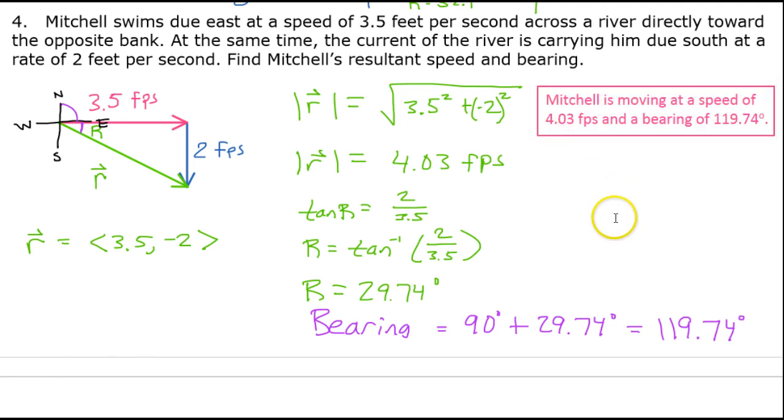Now I'm going to write this up in a sentence or two. So the final summary is Mitchell is moving at a speed of 4.03 feet per second and a bearing of 119.74 degrees.